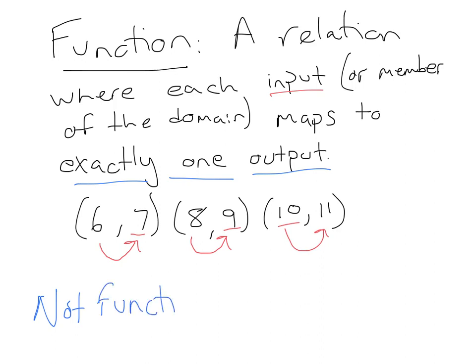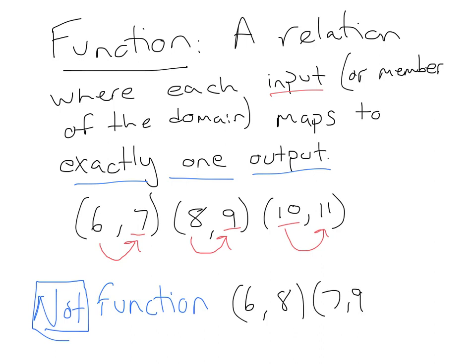Something that would not be a function would be something like this. 6 matching with 8, maybe 7 matching with 9, and 6 matching with 10. Notice what's happened here. We have, again going to the definition up here, a relation where each input matches with exactly one output. Here's an input of 6 that matches with 8.